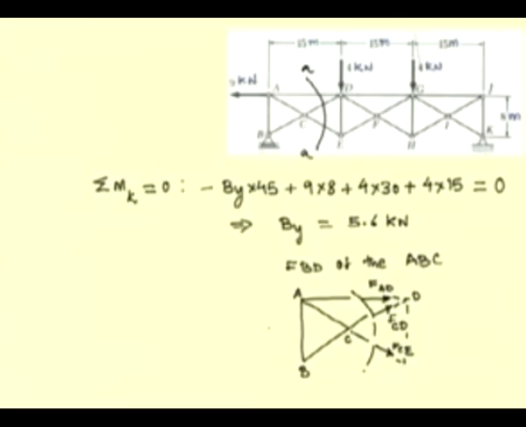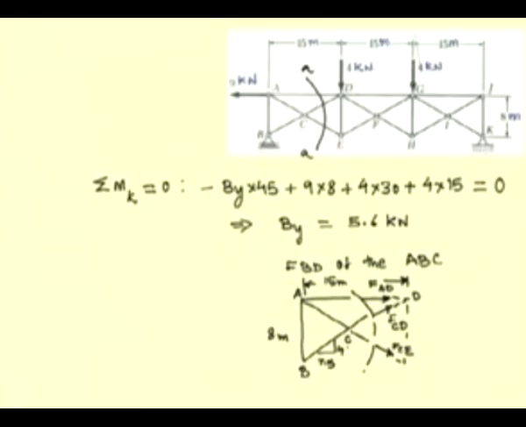We also need certain dimensions in order to find the moment arms. So, this is 8 meters and this distance is 15 meters and this is half of that, which is 7.5. So, the slope of this line is 7.5 and 4.